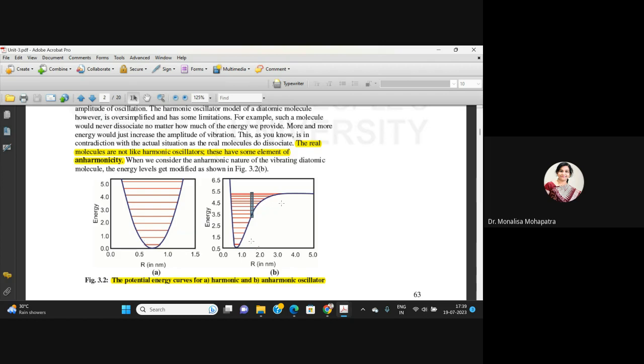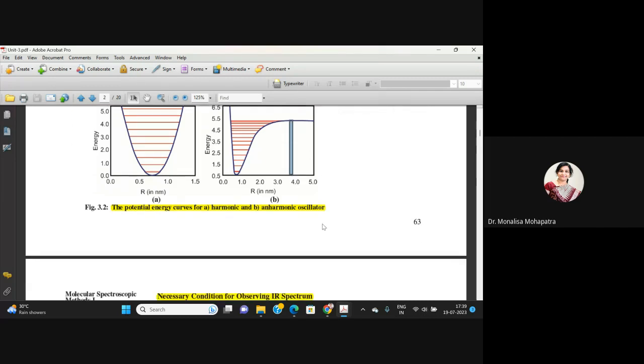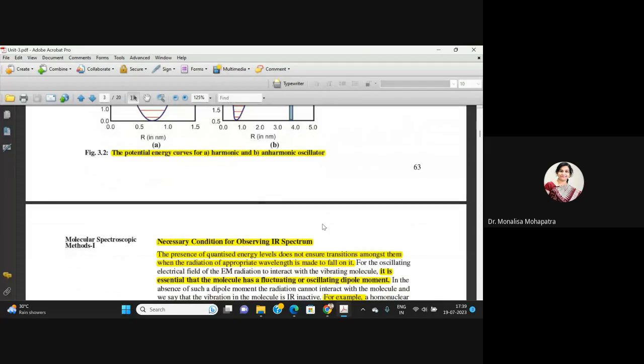And another difference you will be seeing is that there is bond breaking. It is no more an even parabola. So a point will come where the bond will dissociate. There will be bond dissociation for real molecules, where the energy is no more there and bond dissociation happens. Here in this figure it is not clearly mentioned, but this energy is known as dissociation energy. D0 is the dissociation energy. So this is the harmonic and anharmonic oscillator.